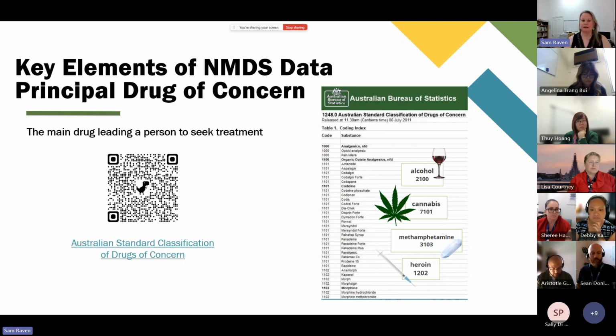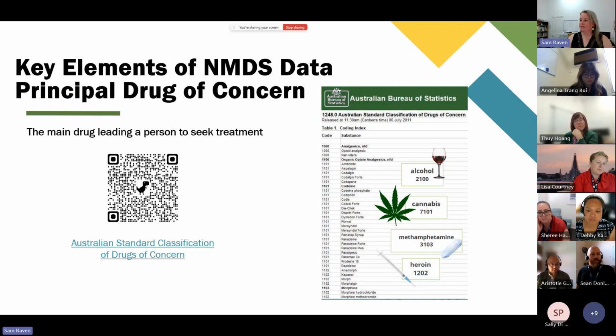As you can see, a lot of the drugs look at the active ingredient and then make a classification according to that. So as an example, you can see there's a whole lot of drugs in that screenshot that have the code 1101, which is the code for codeine. So if a person comes in and says, I'm really concerned because I'm using a lot of Panadeine Forte, for example, Panadeine Forte is listed under there, but it has the same code as codeine because codeine is the drug of concern that's in Panadeine Forte. So you can rummage through and have a look at that.